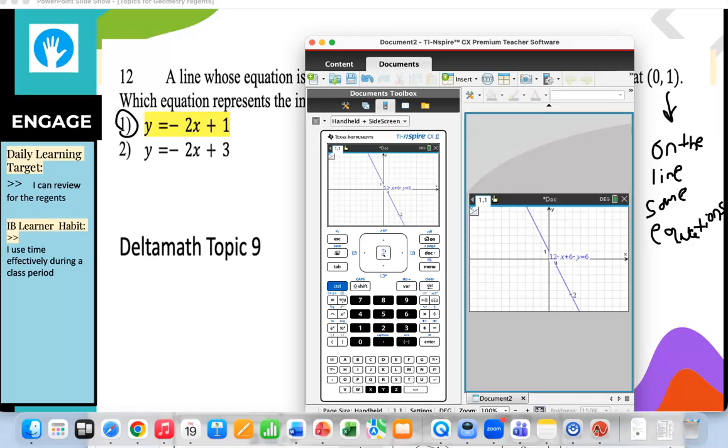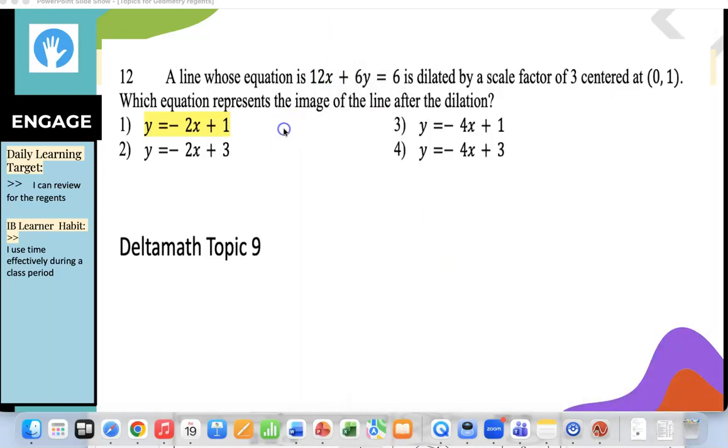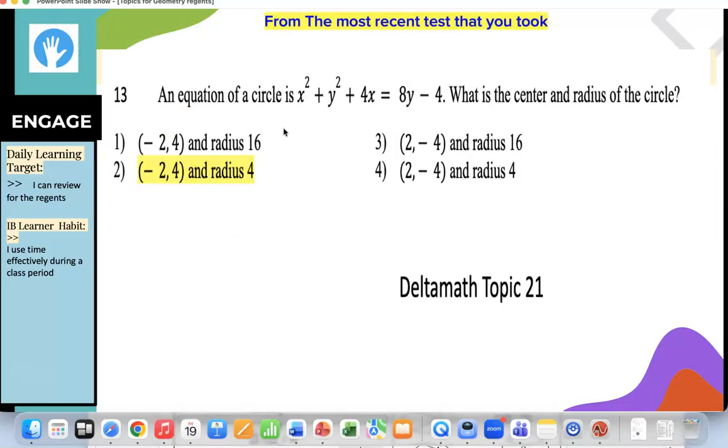All right. I don't want to drag this question out because we did this last video, pardon me. But this is basically how you would do it using a graphing calculator. All right. So with that said, let's get into question 13, which also came up on the last test that I gave my students.